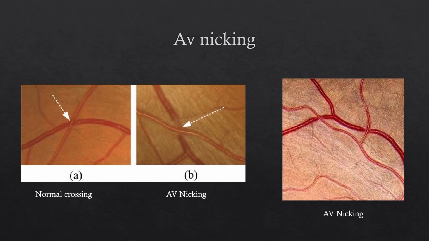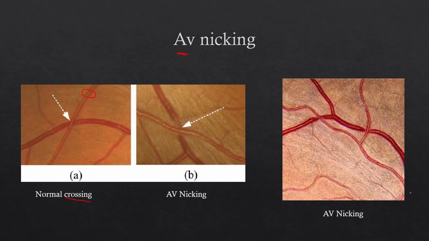So let's move on to arteriovenous nicking. Let's take a look at the normal crossing that occurs over here in the first picture. What's happening? The artery, the smaller structure, okay, is crossing over the vein. So there is no pinching. I want you to take a look, the vein is below it. Now, the vein is below the artery, yes. It's not pinched, and they cross each other normally.